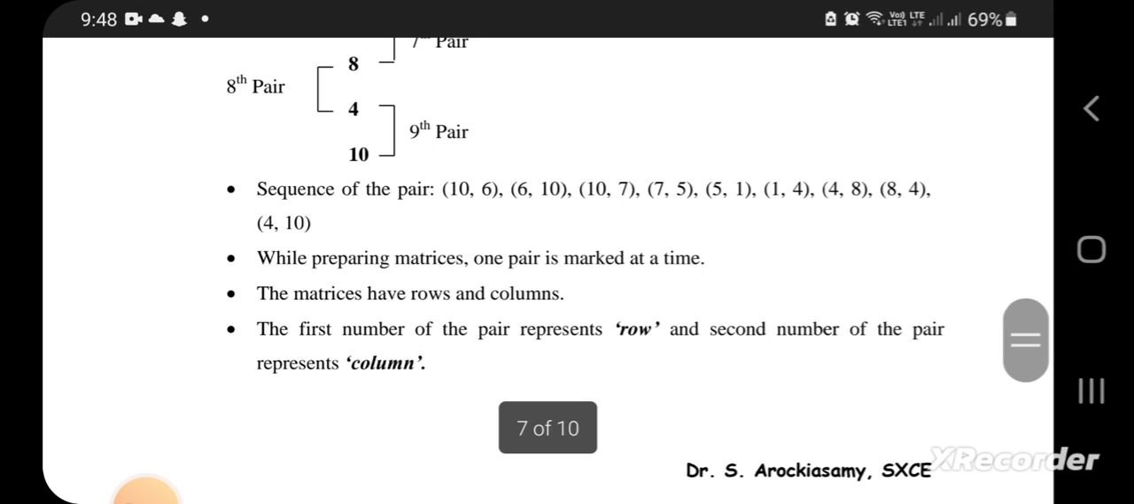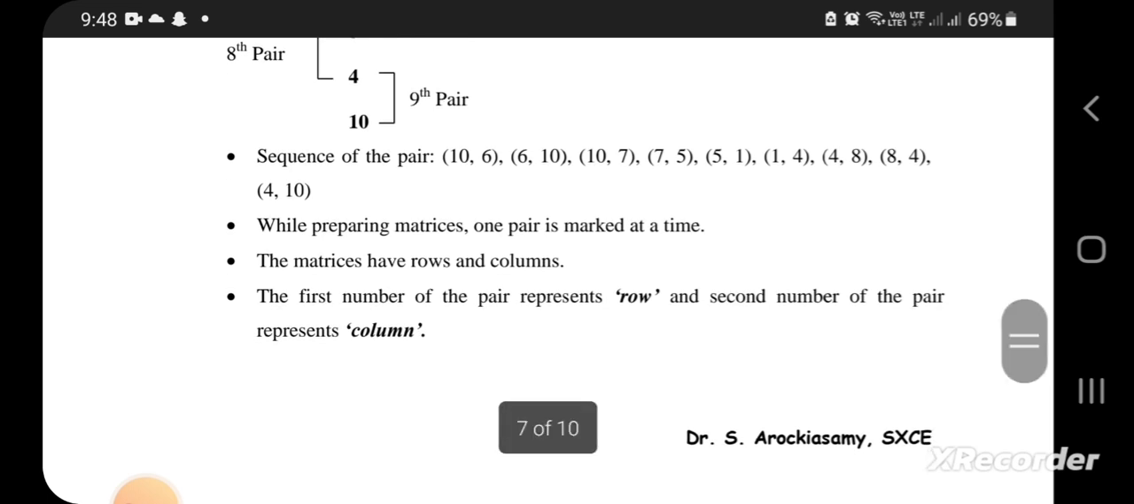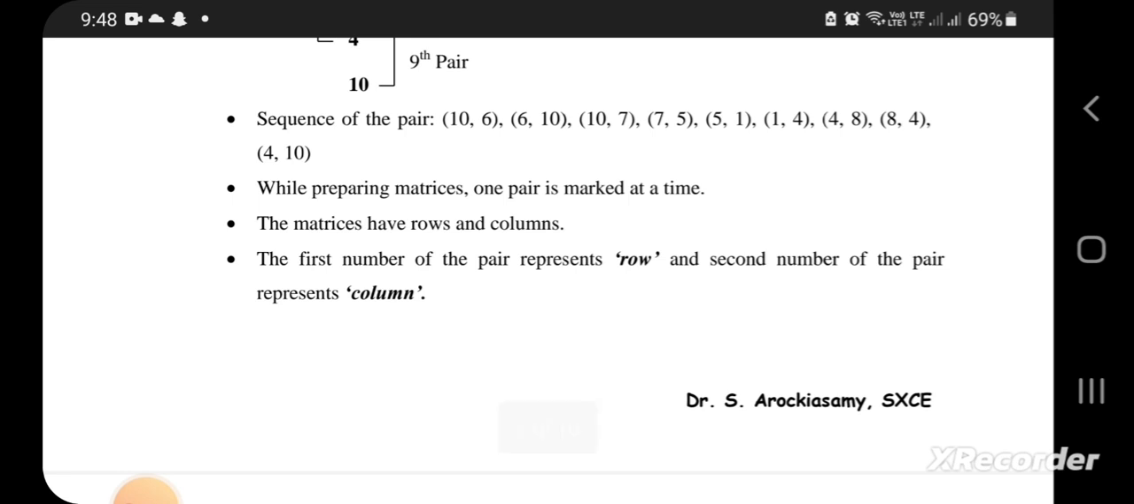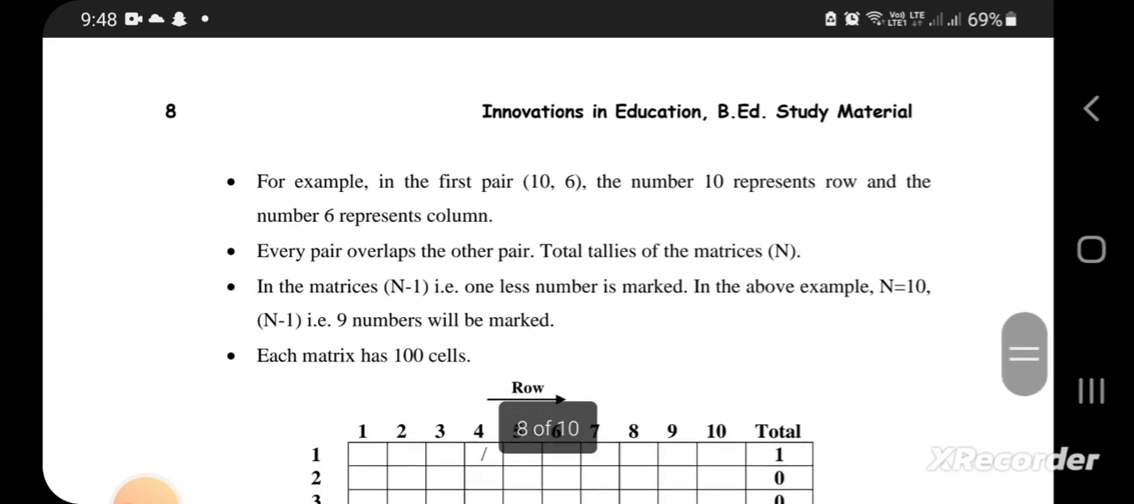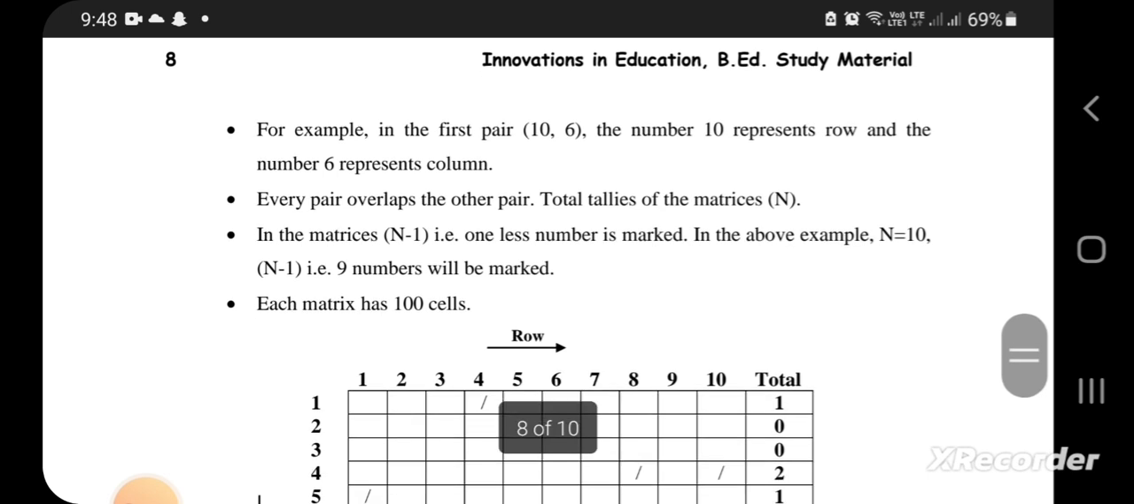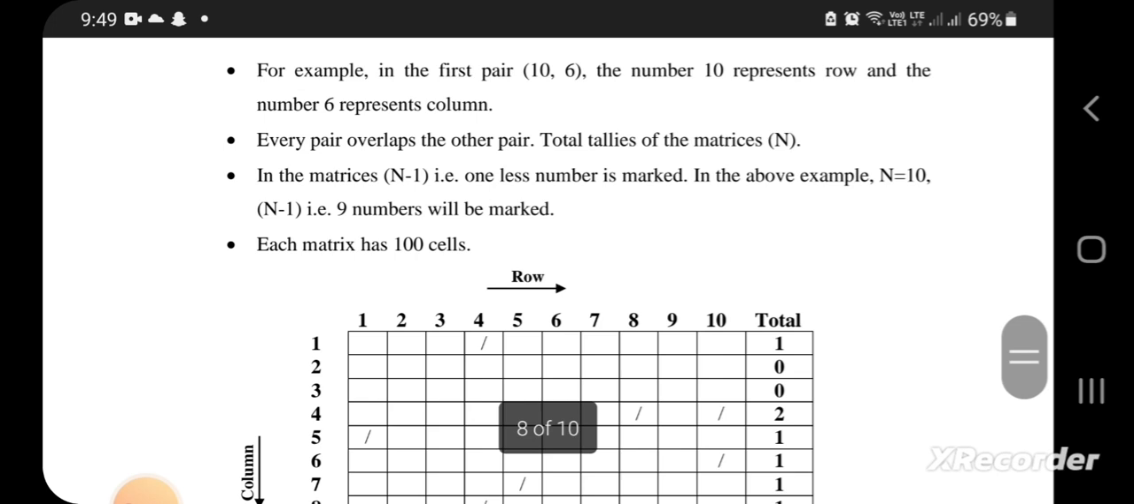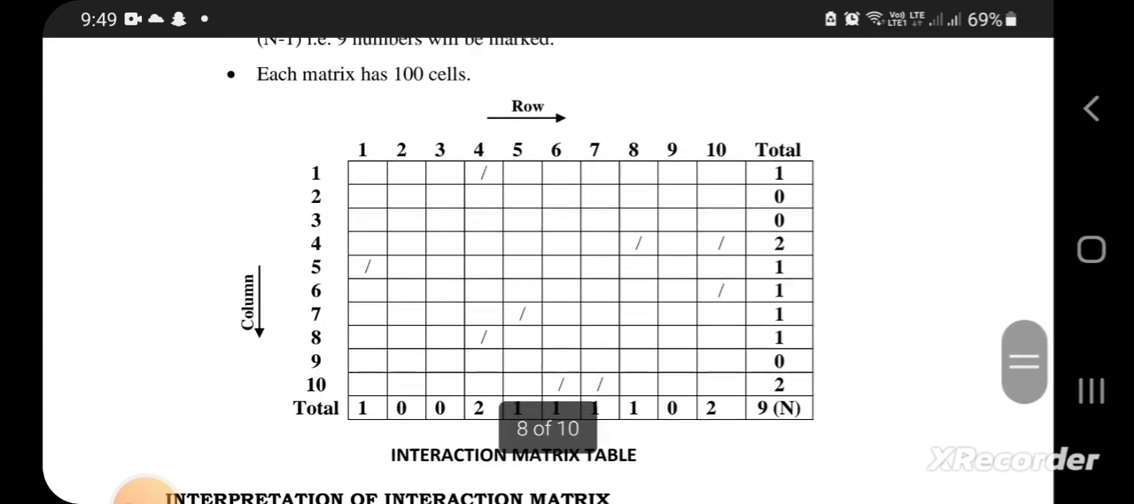While preparing the matrix, one pair is marked at a time. The matrix has rows and columns. The first of the pair represents the row and the second number of the pair represents the column. For example, in the first pair 10, 6, the number 10 represents the row and the number 6 represents the column. Every pair overlaps the other pair. Total tallies of the matrix is n. In the matrix, n minus 1, that is one less number, is marked. In the above matrix, n is equal to 10, so n minus 1, that is 9, will be marked. Each matrix has 100 cells.